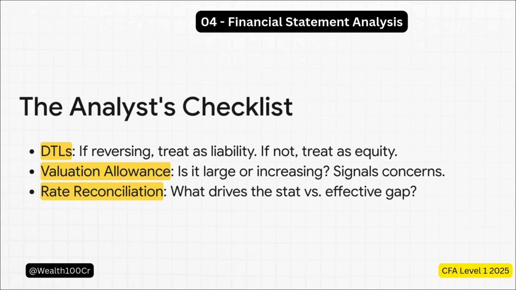Number 2, hunt for that valuation allowance. Is it there? Is it getting bigger? That's your signal to worry about future profitability. And number 3, find the tax rate reconciliation. This is where the company explains the gap between the statutory and effective rates. You need to figure out what's causing that gap, and most importantly, is it sustainable?